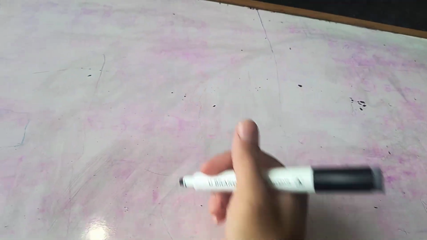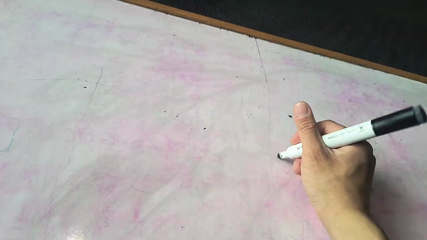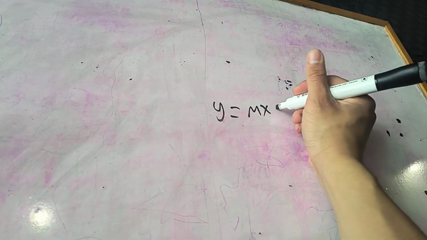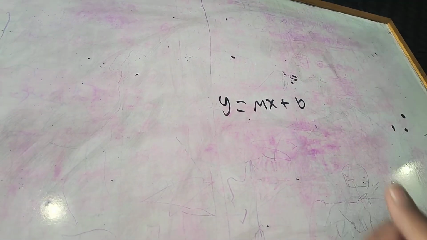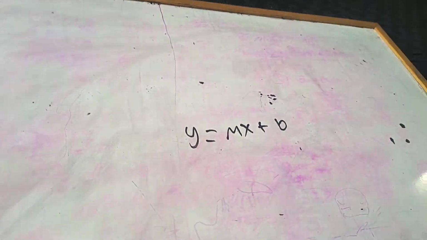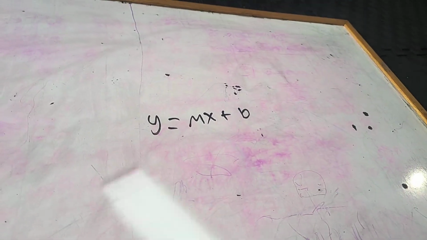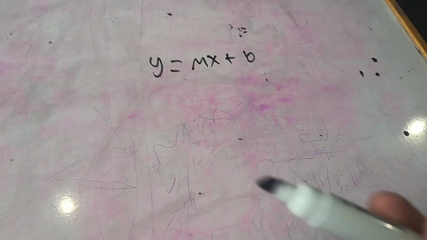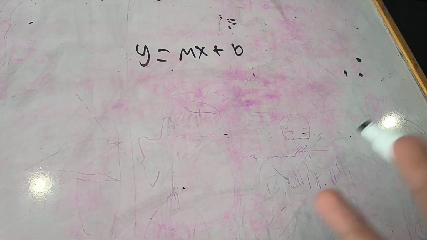Okay, if we know that the slope-intercept form of a linear equation is mx plus b, where b is the y-intercept and m is the slope, then we're able to work out equations for lines just by knowing a few points.